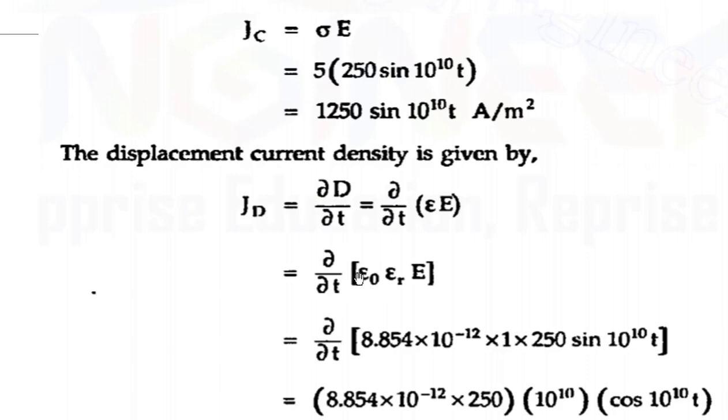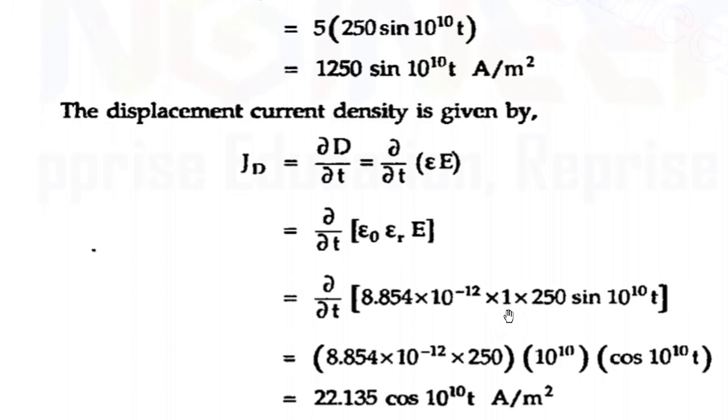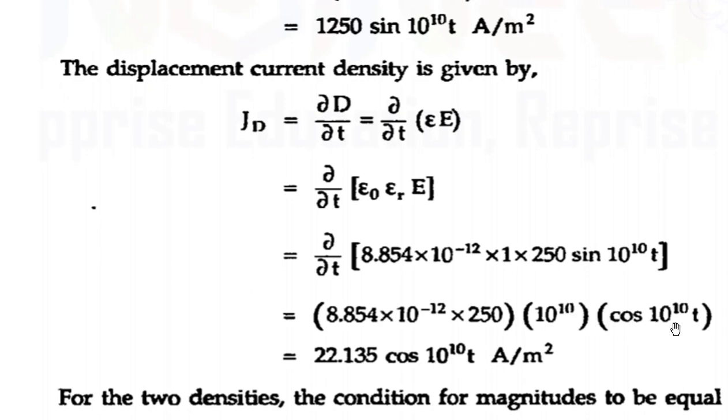So let us take the derivative of this E bar with epsilon naught epsilon r. The derivative of 250 sin(10^10 t) will become 250 cos(10^10 t) into 10^10, right? So everything is written here: 250 into 10^10 cos(10^10 t) multiplied by epsilon naught, which is a constant, and epsilon r, which is given as 1, so it is kept as it is. So 1 is the value of epsilon r. So the final value will be JD equal to 22.135 cos(10^10 t) ampere per meter square.